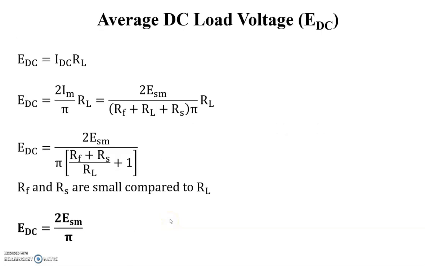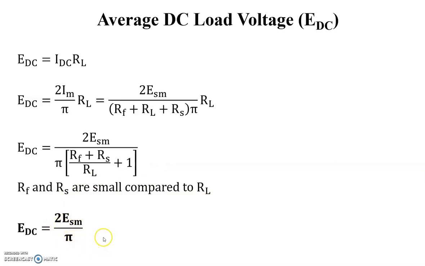Next we will move on to the average DC load voltage. It is the product of the average DC load current and the load resistor RL. Substitute the value of IDC, that is 2 Im by pi, and Im is nothing but Esm by RF plus RL plus RS. Since RF and RS are small compared to RL, EDC is equal to 2 Esm by pi.